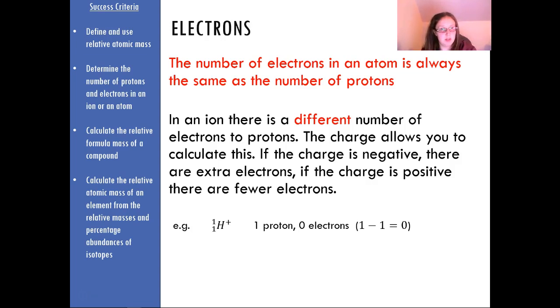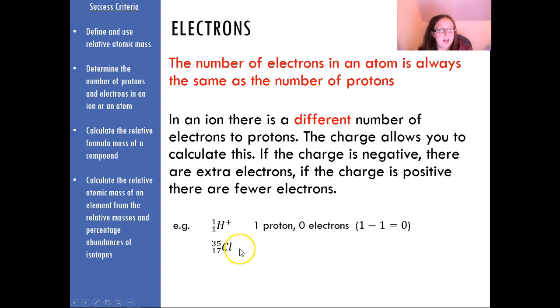So let's look at some examples to see what I'm saying. So here I've got hydrogen, and it's got a positive charge. So if I look at the atomic number, it tells me there's 1 proton, but I have a positive charge, so that means that I have 1 more proton than electron. So I need to do 1 minus 1 to get my 0 electrons. If we look at chlorine minus, so I've got minus chlorine, and it's chlorine 35. So here I've got 17 protons.